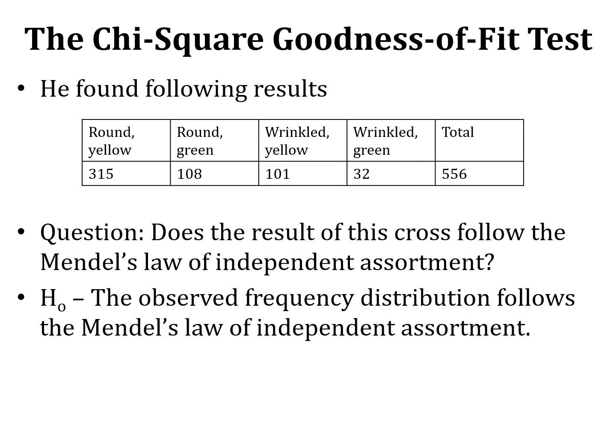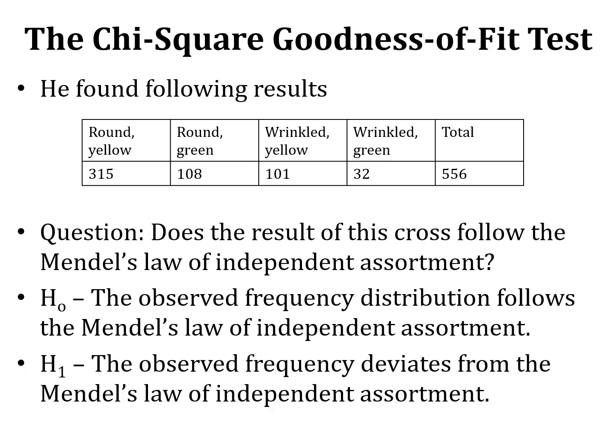The next step is to state the hypotheses. Our null hypothesis is that the observed frequency distribution follows Mendel's law of independent assortment. And our alternate hypothesis is that the observed frequency deviates from Mendel's law of independent assortment. So these are our hypotheses.